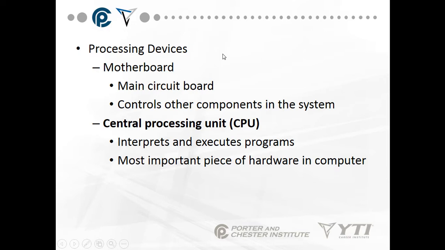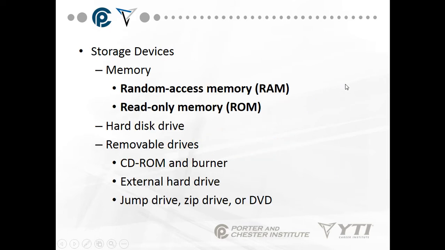Processing devices. The motherboard is the main circuit board, and it controls other components in the system. The central processing unit, or the CPU, interprets and executes programs, such as the software you use. Most important piece of hardware in your computer is your CPU.